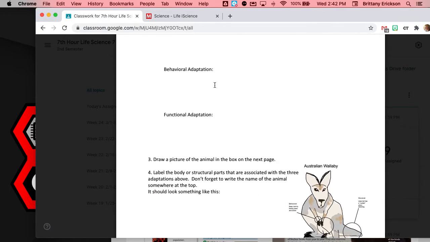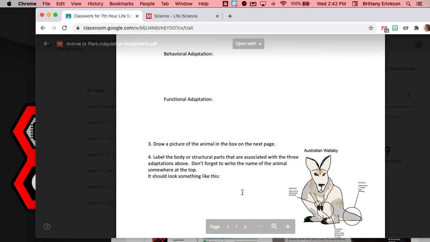Once you have an adaptation for each, you're going to draw a picture of that animal on the second page. Now you're like, wait a minute, Mrs. Erickson, I'm terrible at drawing pictures. If you do it in Notability, you can find a picture on the internet, paste it in, trace it, and then delete the picture. Or if you want to do it on paper, I'll give you paper, you can find a picture on the internet, print it off, go to a window, and trace it. It's up to you, I really don't care. But you are drawing it. You are not going to just find a picture on the internet and be done with it. You're going to invest a little bit of time and energy into it.